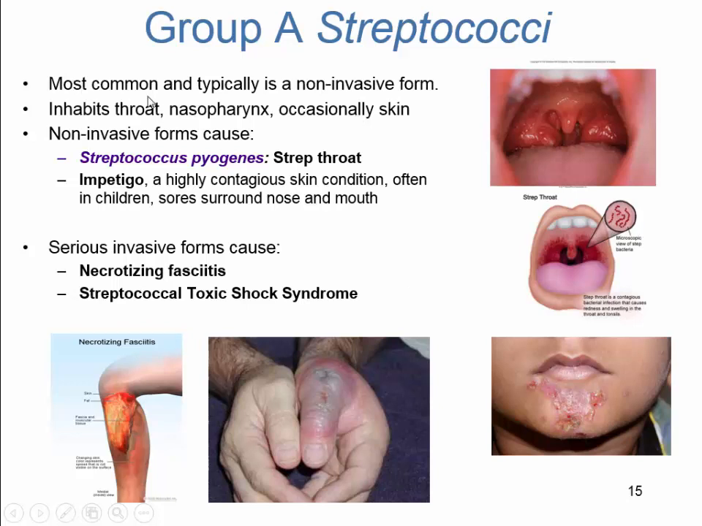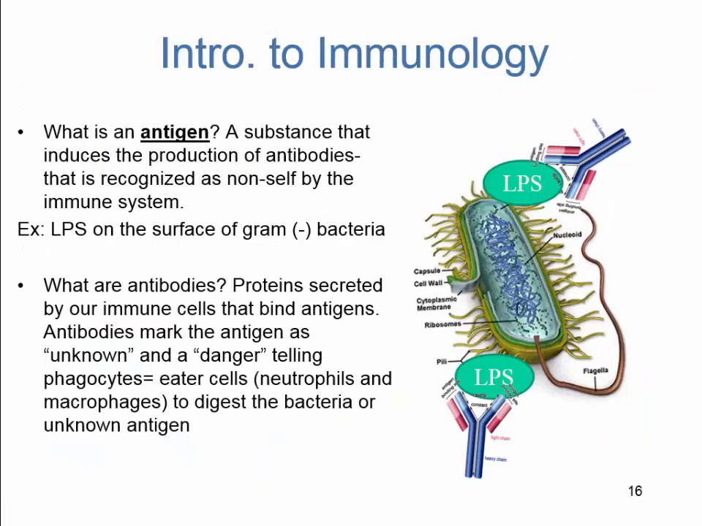And so, more often than not, this is a non-invasive microbe. It's an inhabitant of the nasopharynx, occasionally the skin. But then, of course, it can cause severe disease. In the case of strep throat, the biggest concern is that of asphyxiation, where the airway has closed off. So our next bit of info is to introduce you to some immunology terms so that you can understand some virulence factors that are possessed by Streptococcus pyogenes.